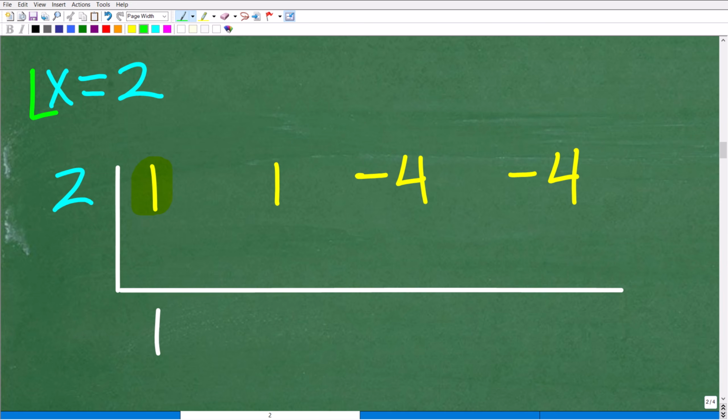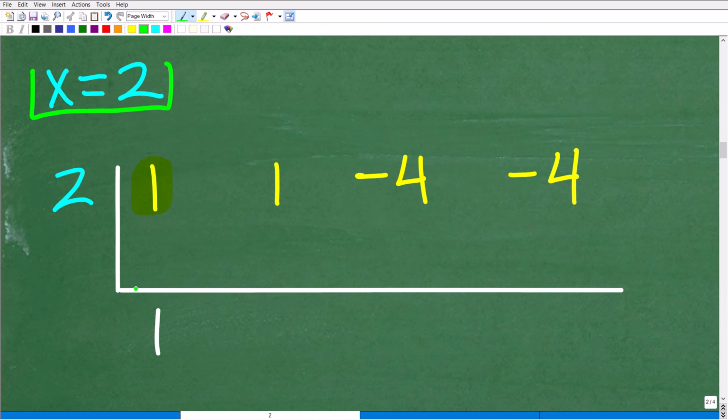We're checking for x is equal to 2. We're going to synthetically divide 2 into this polynomial. I'll tell you when we get done with this procedure how you can determine whether in fact 2 is a root or not. Okay, so we're going to do the division right now.